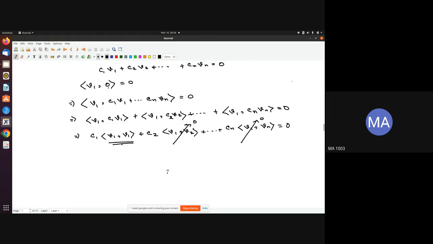So non-zero means this is positive. This is strictly greater than 0. So the only possibility is that this C1 should be 0. Is it clear to everyone? Yes, sir.